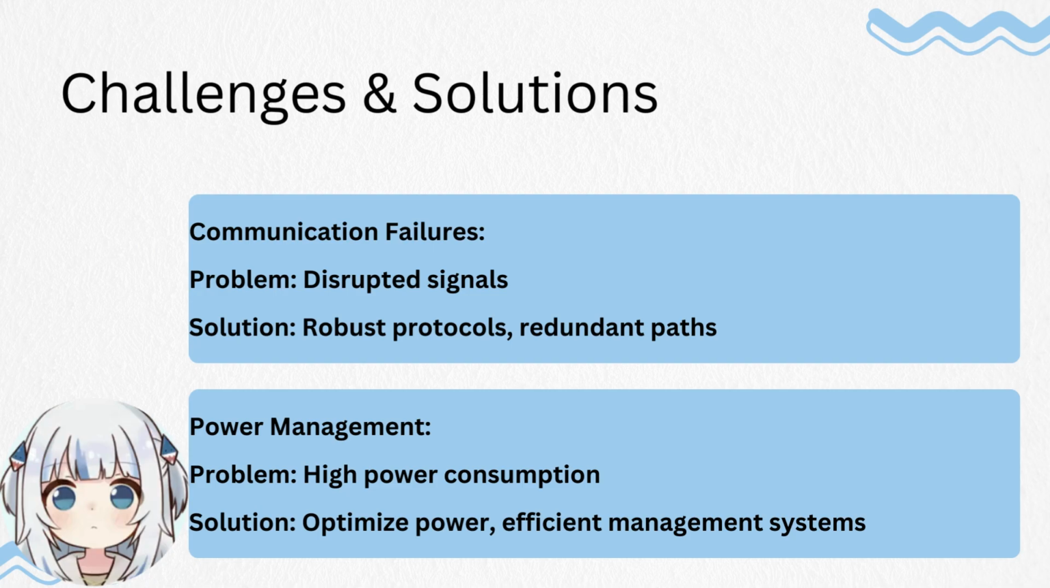Finally, power management is a significant challenge. The radar sensor and actuators require substantial power, which can drain the vehicle's battery. Optimizing power consumption of these components and employing efficient power management systems are essential to ensure the vehicle's power supply can support the additional load without compromising performance.